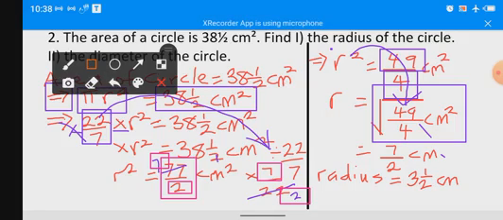Now if the radius is 3.5 centimeters, what's going to be the diameter? That is an assignment for you. Find the diameter of the circle. I've taught you that, so do it by yourself and submit as soon as you can.